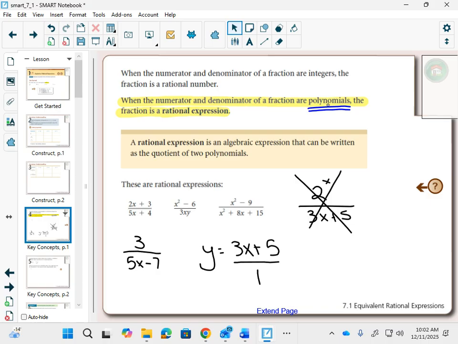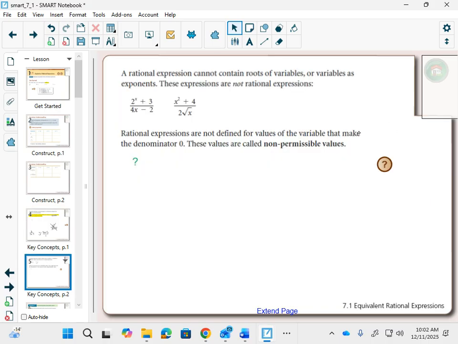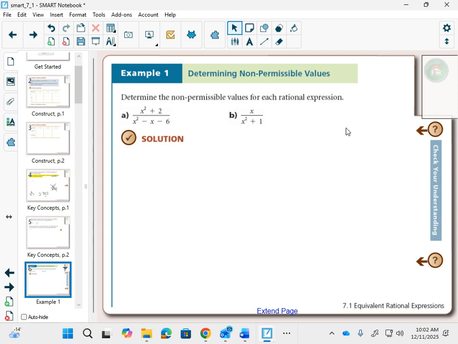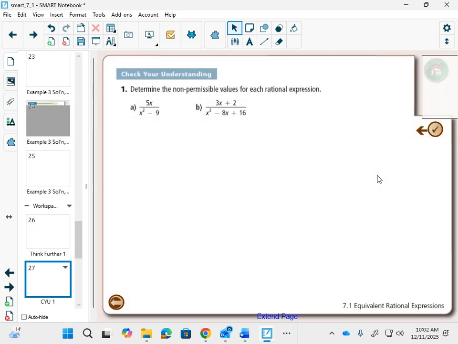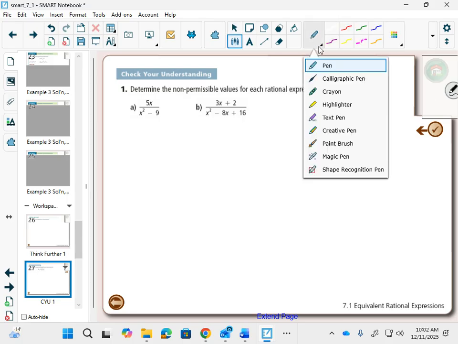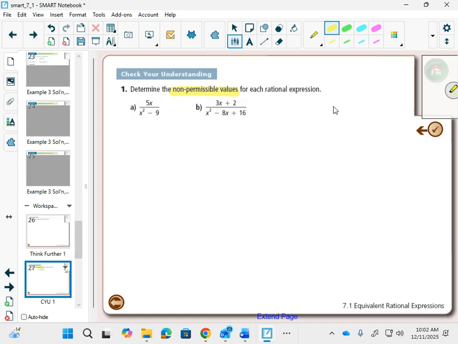And yeah, here are ones that are not: with x in exponents or with square roots. So we'll go to our example 1 here. One of the key things that we're going to be looking for is non-permissible values. And here is the main strategy for the unit: factoring.